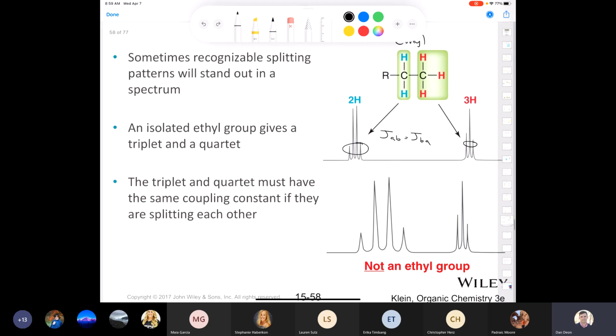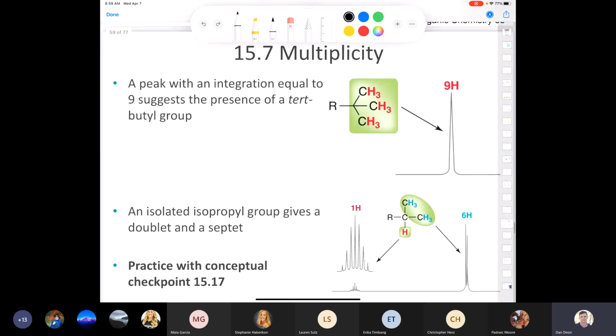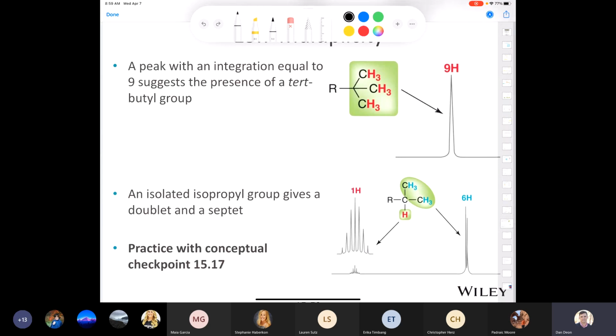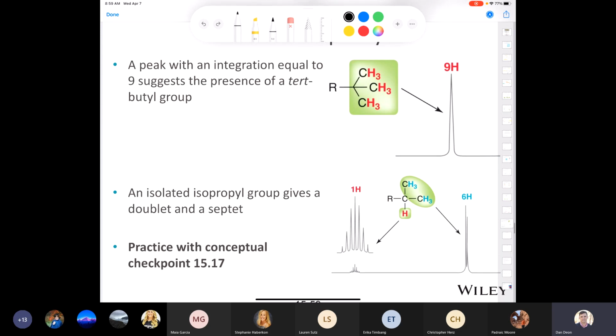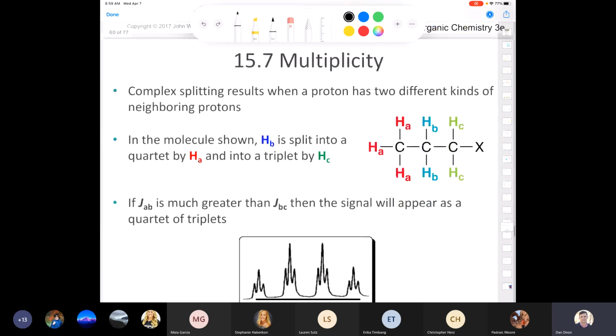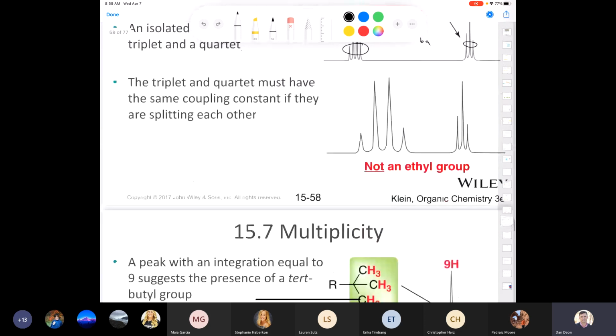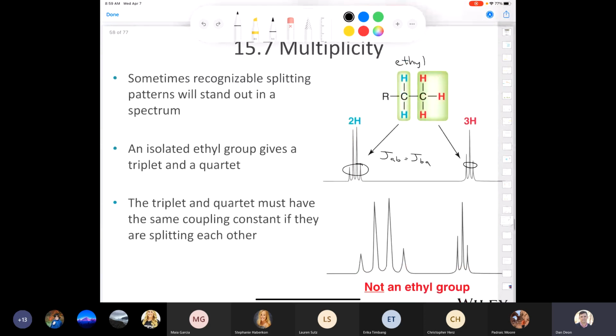All right. So based off of the N+1 rule, what are some common types of splitting or some common types of signals that you see in an NMR spectrum? Well, we're going to go over 3 that you're going to see a lot: a tert-butyl group, an isobutyl group, and an ethyl group. Okay, so here are the 3 things you're going to see a lot of.